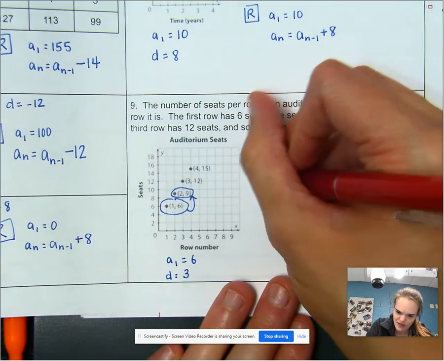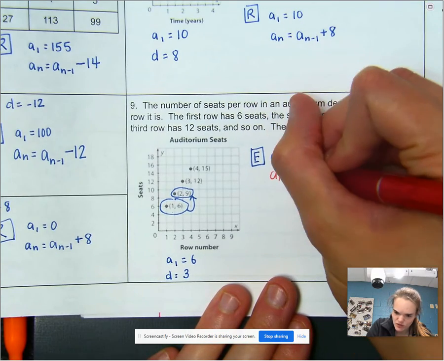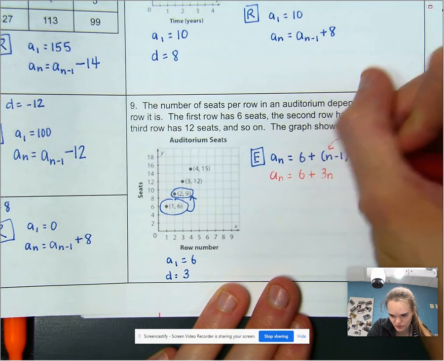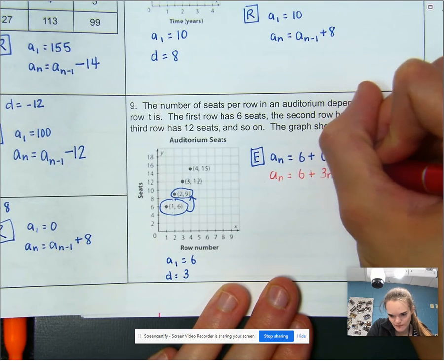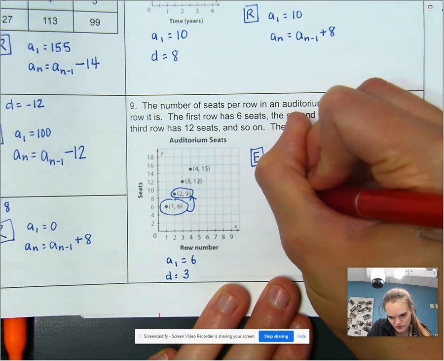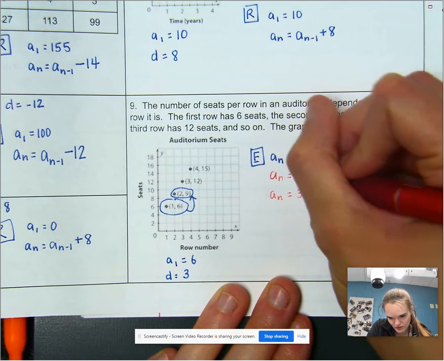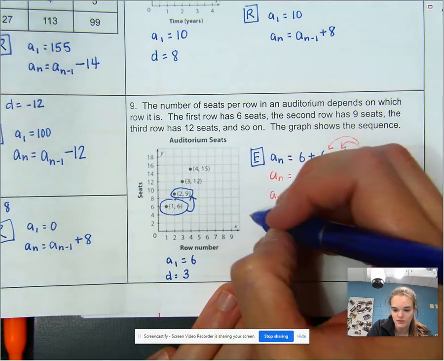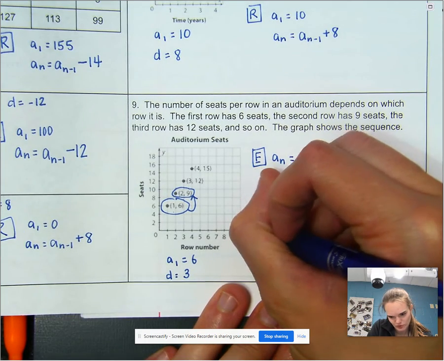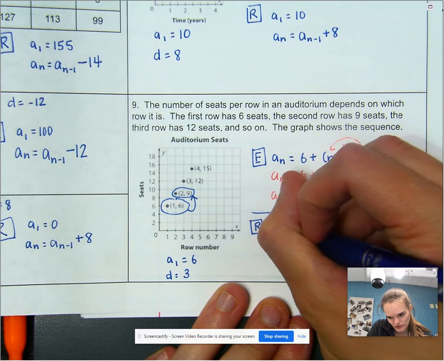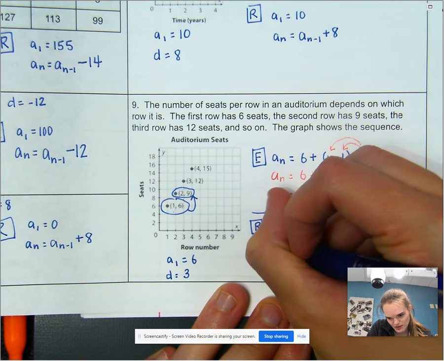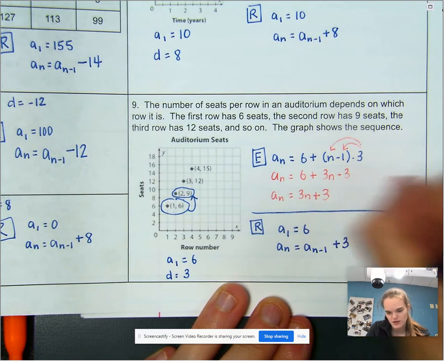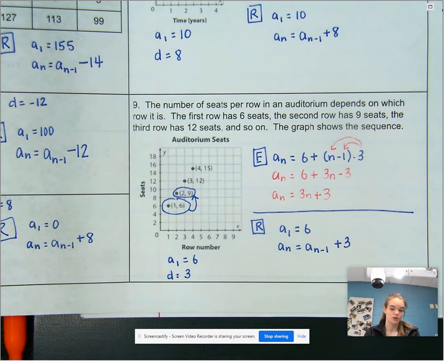That's something that, like I told you, the explicit is given to you, but it's something you really quickly start to remember as many problems as we're doing. So you distribute them, because you have to simplify explicit. You have 3n, and then 6 minus 3 is plus 3. Okay, we're separating the recursive and explicit so we know the difference between them. Recursive is A sub 1 equals 6, and A sub n equals A sub n minus 1 plus 3. Okay, so that's it.